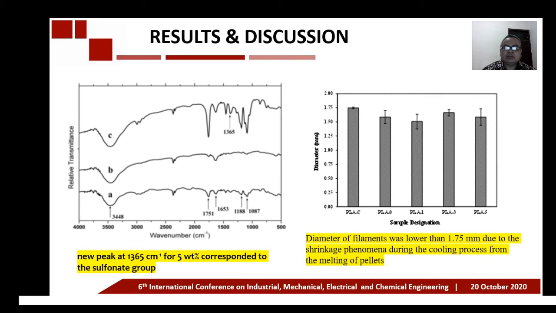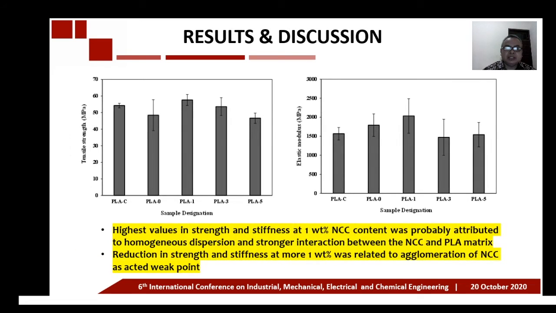Another data is the diameter of filament. We can see here the effect of adding NCC on the diameter. From this figure, we can see that the diameter of filament was lower than 1.75 millimeter. Why lower? I think because there is a shrinkage phenomenon during the cooling process from the melting of pellet.